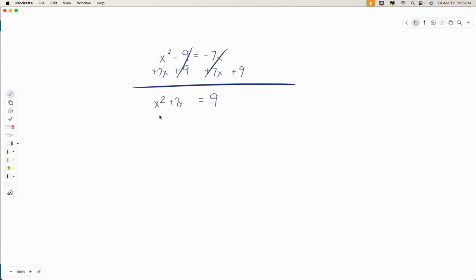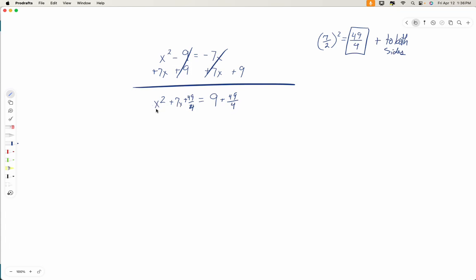That's the point. The way we do that mathematically is we take the middle number with the x term, we divide that by 2, and then we square it. And that's going to be 49 over 4. This is the number that we add to both sides. Okay, so plus 49 over 4 on both sides.